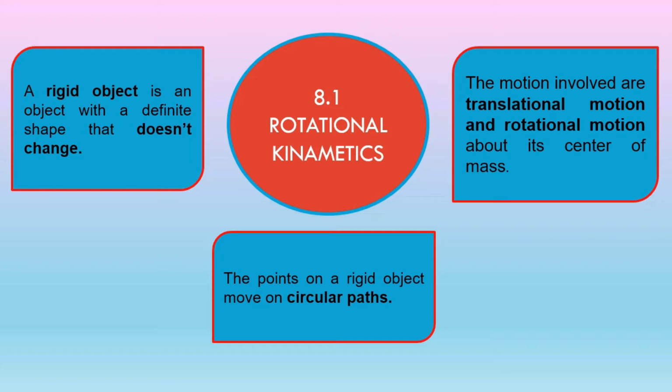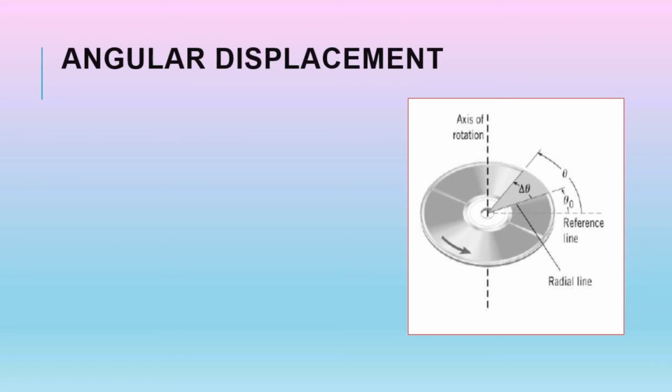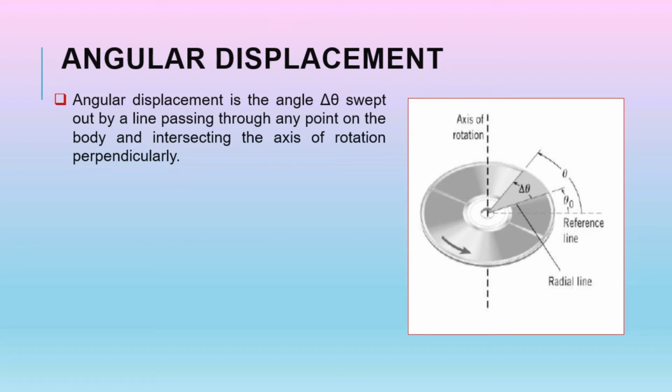The points on a rigid object move on a circular path. Before we go further about translational and rotational motion, we begin by discussing certain angular quantities. First, we have angular displacement. Angular displacement is the angle delta theta swept out by a line passing through any point on the body and intersecting the axis of rotation perpendicularly.